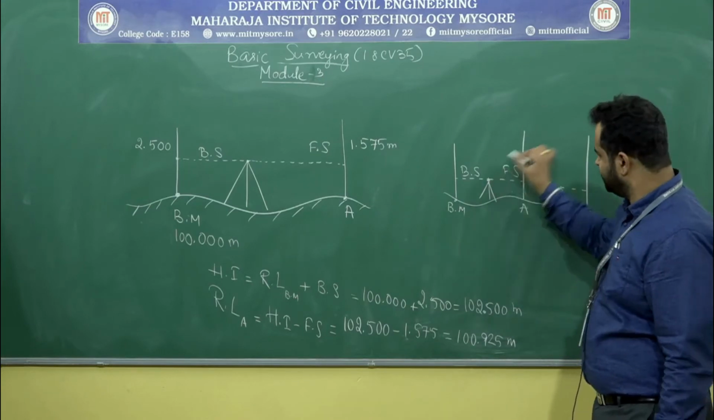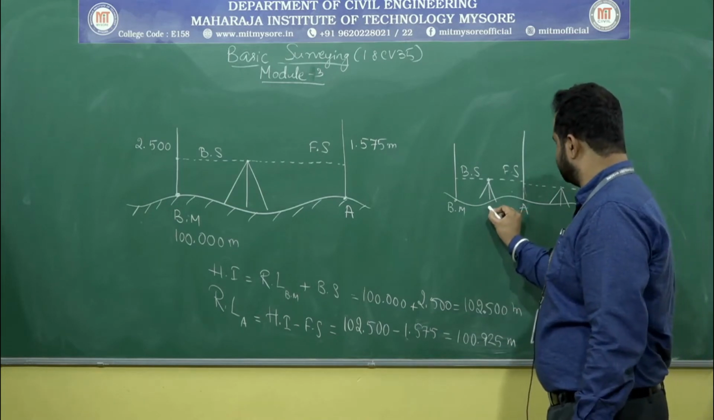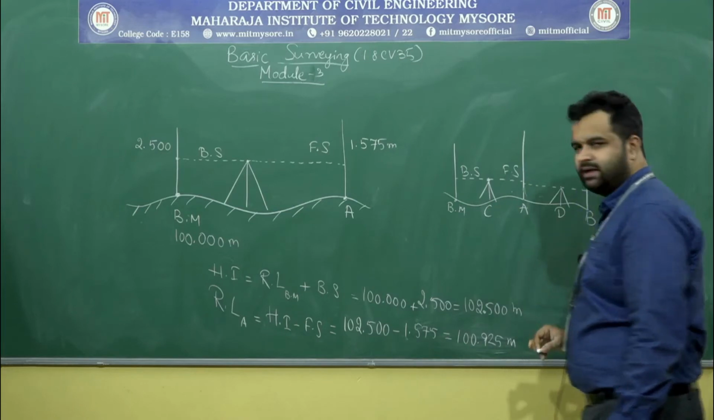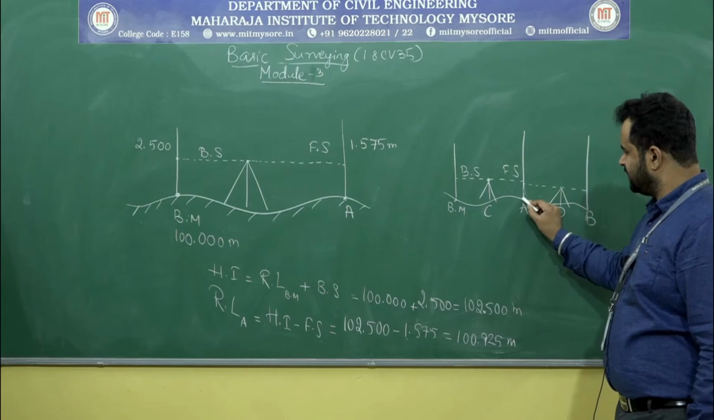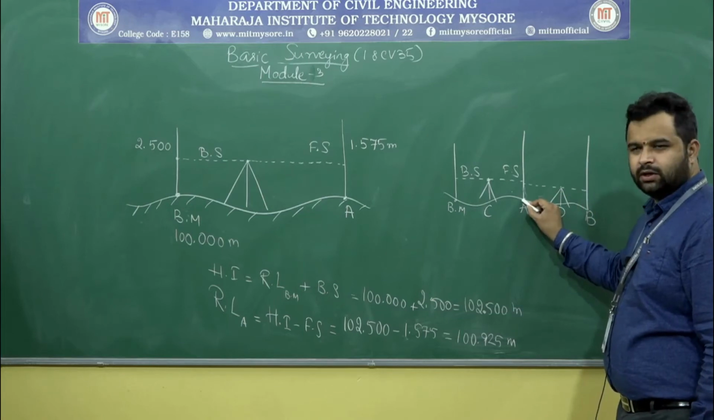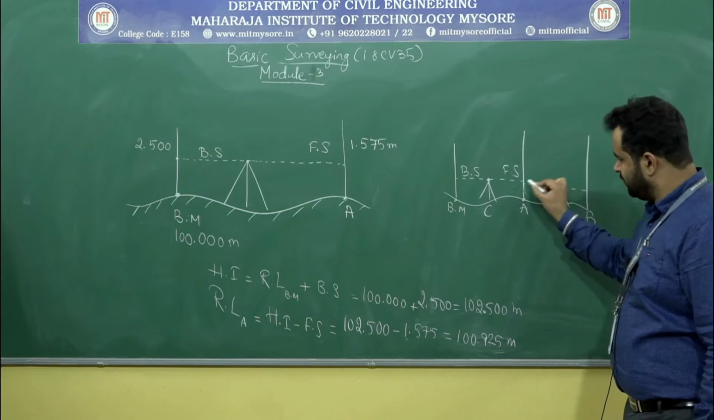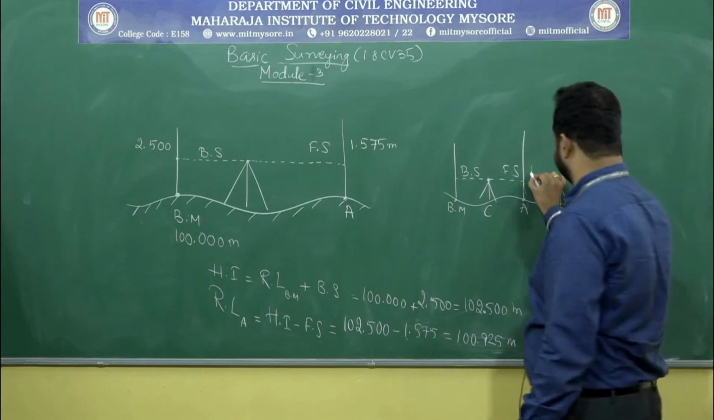When you shift the instrument to a new point, say let this be C and the new position be D, when you shift the instrument from C to D, A will act as a reference point. Next, from D you should take one more reading to the previous point, and that reading is again called the back sight.